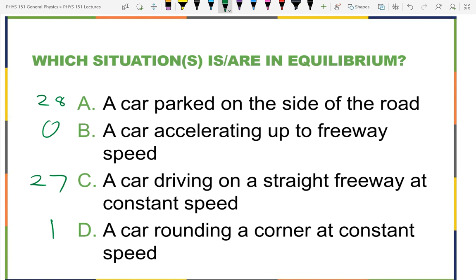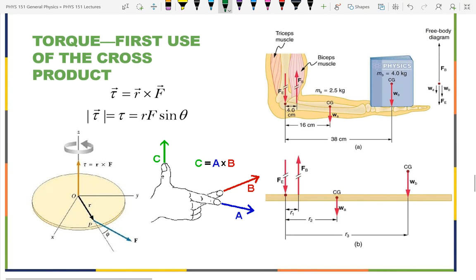Why was a car rounding a corner at constant speed not correct? Because change in direction. Change in direction means that there had to be an acceleration and hence a net force. Perfect. So even though it's at constant speed, we have our condition, net force equals 0, that's necessary for it to be in equilibrium. If it's going in a circle, it's changing direction, which means it's accelerating, so the net force ain't 0. Perfect answer.